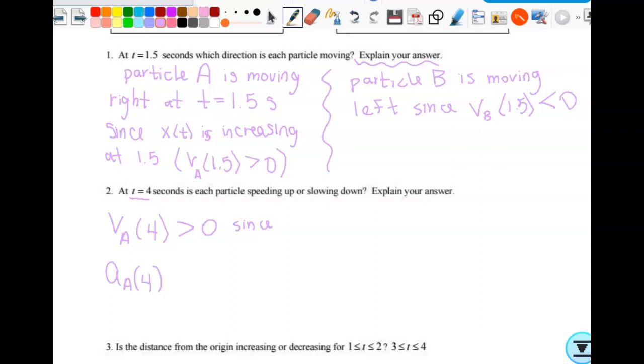So what if I say since x prime, what is velocity? It's the derivative of position, is greater than 0. Up here I used this justification, since x of t is increasing. Here I'm just saying the slope of x, which is velocity, is positive. As long as my justification is connected to the graph of x. Is everybody okay with this?